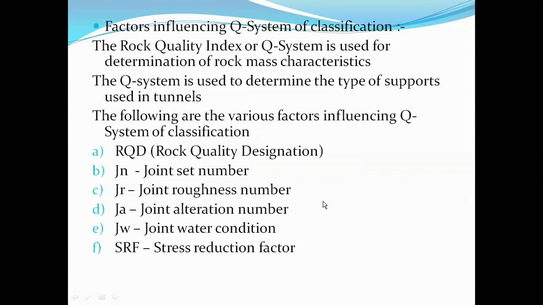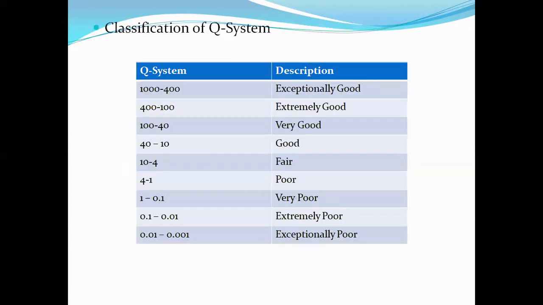So let us see the Q system classification and the corresponding description. If the Q value is 1000 to 400, it is exceptionally good. 400 to 100, extremely good. 100 to 40, very good. 40 to 10, good. 10 to 4, fair. 4 to 1, poor. 1 to 0.1, very poor. 0.1 to 0.01, extremely poor. 0.01 to 0.001, exceptionally poor.